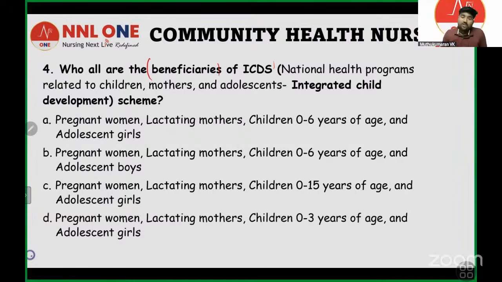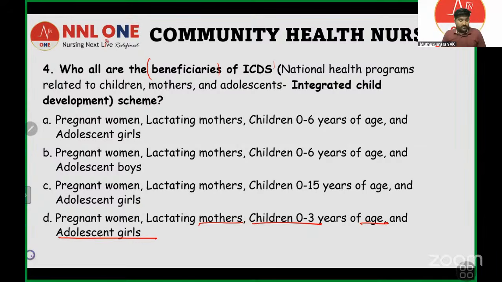The options for beneficiaries: pregnant women, lactating mothers, children 0 to 6 years of age, and adolescent girls. Pregnant women, lactating mothers, children 0 to 6 years of age, and adolescent boys. Pregnant women, lactating mothers, children 0 to 15 years of age, and adolescent girls. Pregnant women, lactating mothers, and children 0 to 3 years of age, and adolescent girls.